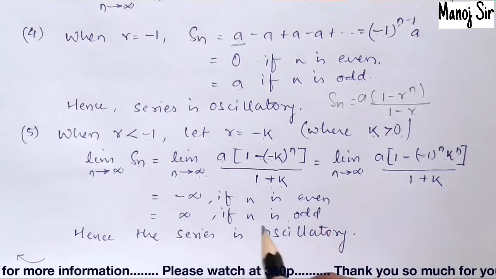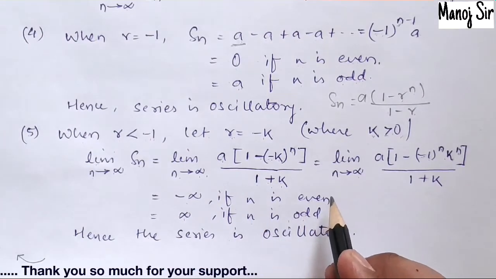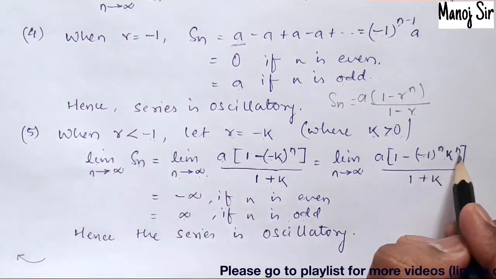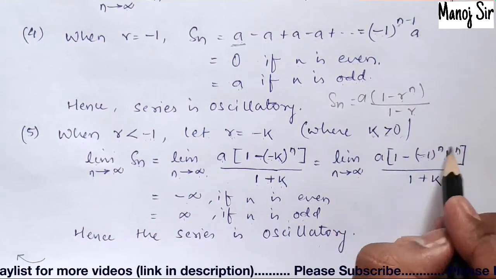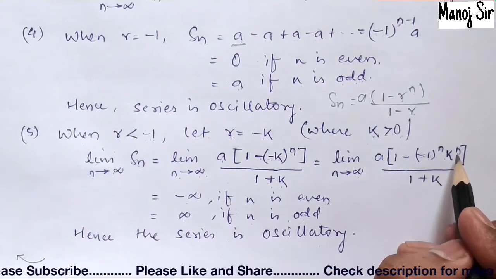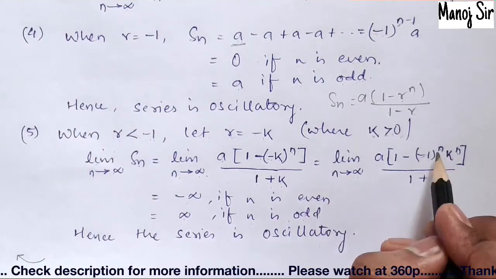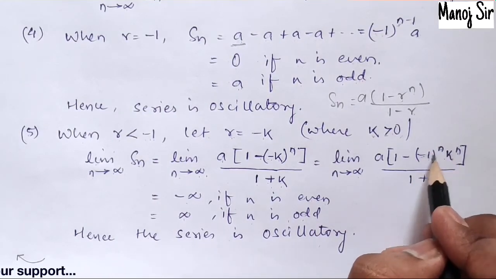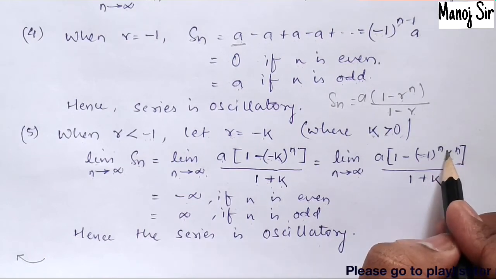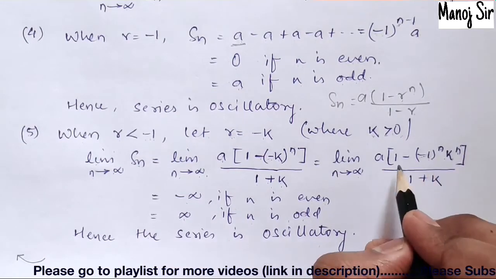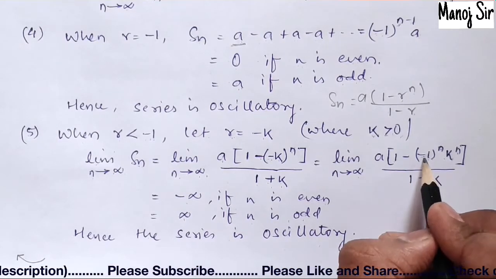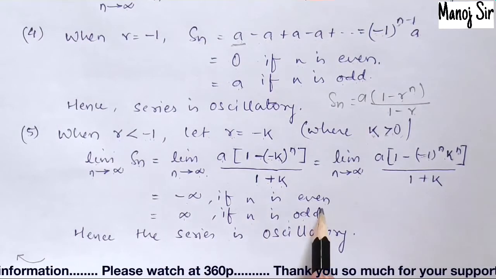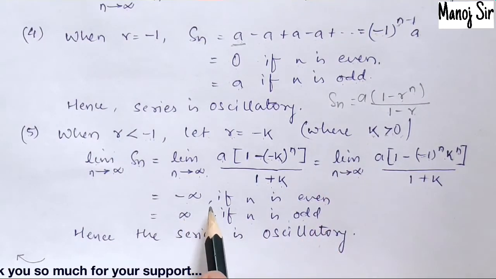Now here, if n is even, then this is going to be plus 1. Since n is infinity and k is more than 0, this term is going to be infinite. And since n is an even number, this is going to be 1. So 1 into a very large number, that is 1 into infinite, is going to be a very large value, that is infinite. Again 1 minus infinite is going to give me minus infinite. So when n is an even number, you are going to get limit as minus infinite.